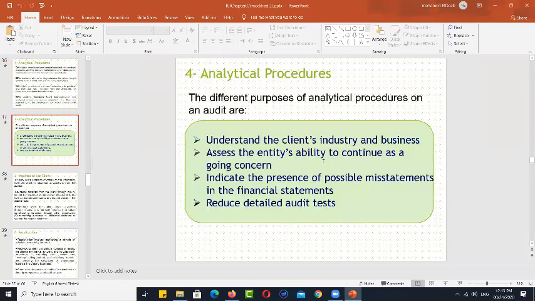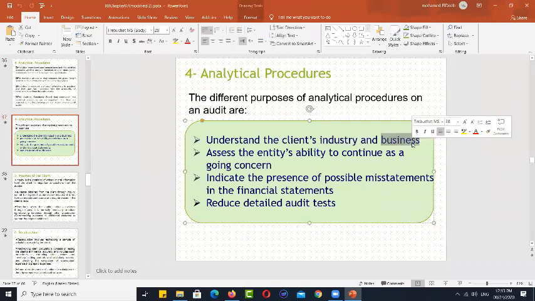And we said we do the analytical procedure to understand the client's industry and business. Whenever you are doing that, you are trying to understand the business, knowing what the risks are, what areas are going to attract your attention, so you give more attention to those parts. And also, assess the entity's ability to continue as a going concern.